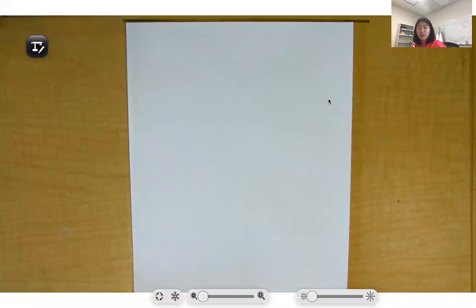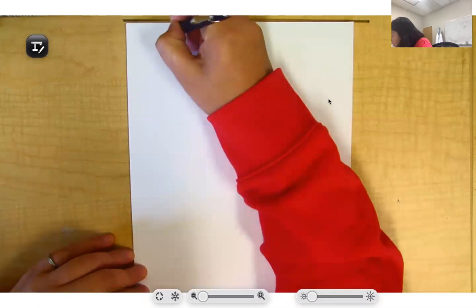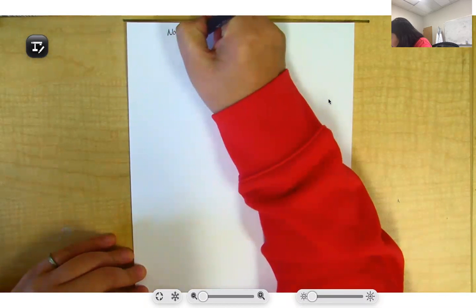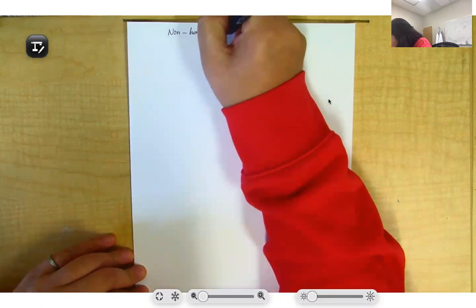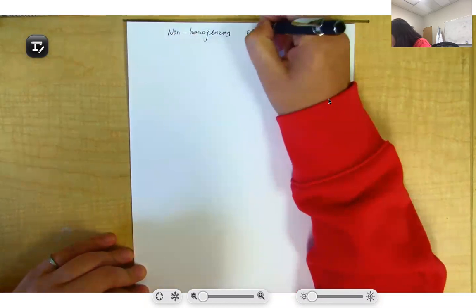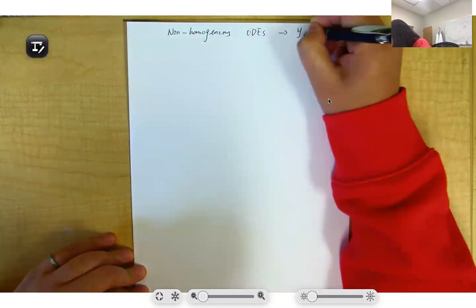The next topic is trying to find the particular solutions for non-homogeneous systems. Okay. So, non-homogeneous ODE, to find particular solution.